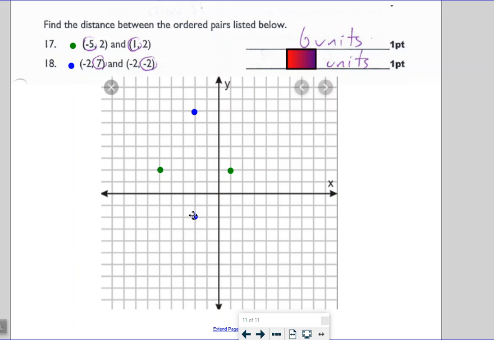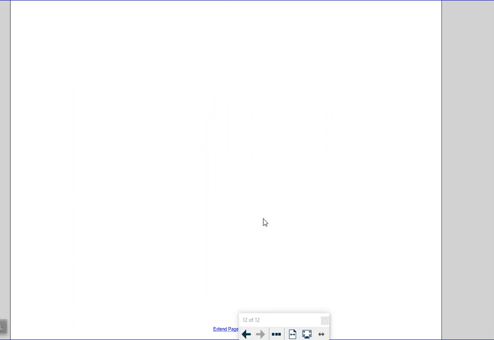I could count my steps, 1, 2, 3, 4, 5, 6, 7, 8, 9. I could get it that way, or I could realize that this one is 7 units above the axis, and this one is 2 units below. And I know that the absolute values of those would be 2 and 7, and that's 9 units away from each other. All right, that I think is the last problem. That brings this section to a close.